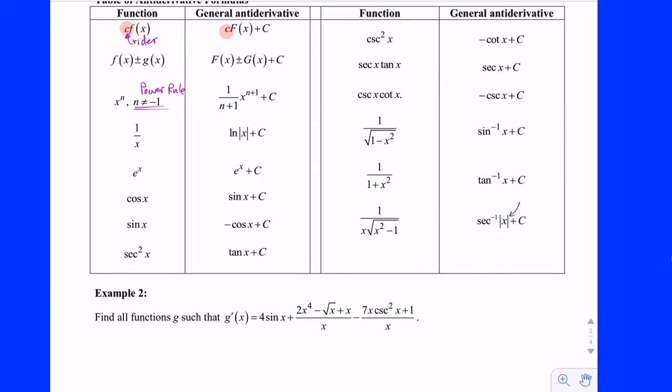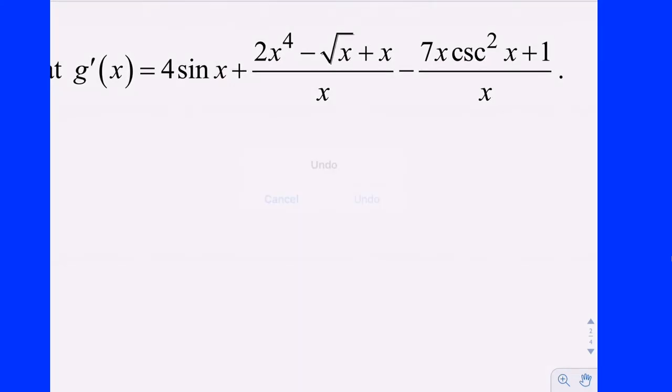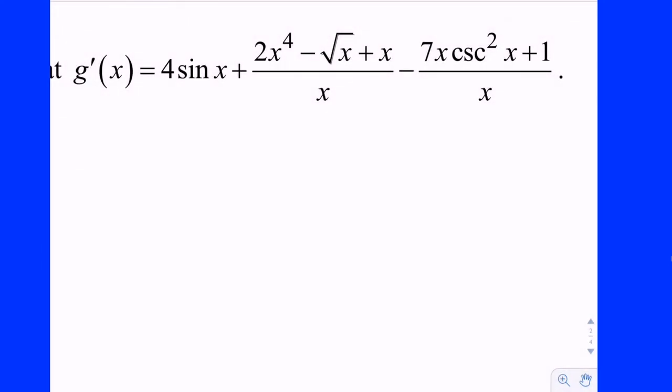All right, ready for example 2? I am. Find all functions g such that g prime is equal to that. Find all the functions in the whole wide world so that when I take the derivative of them, I get this. Well, sometimes we need to rewrite before we jump in and start working, correct? You want to make sure that your notation is always spot on. So unless you're going to take the antiderivative of both sides completely, I would say rewrite it first completely and then integrate, or I'm sorry, anti-differentiate, all at the same time.